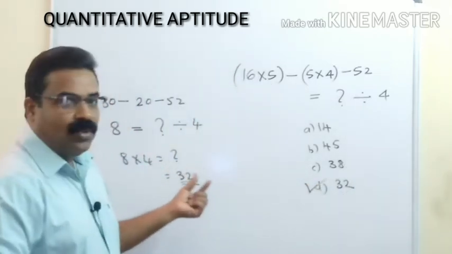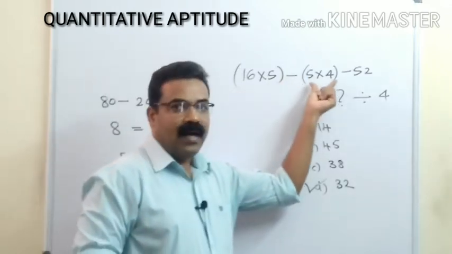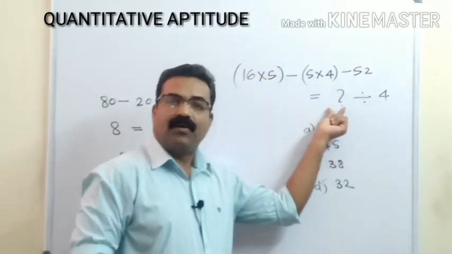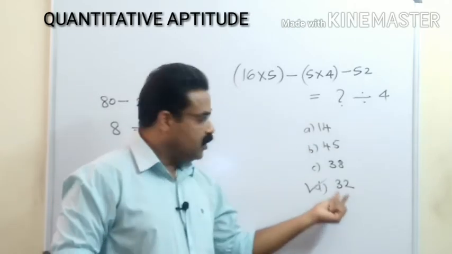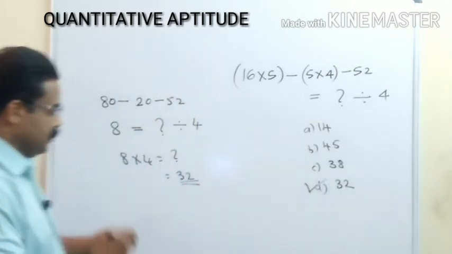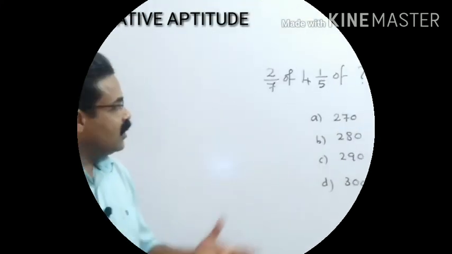So what we need to do is solve the numbers given and accordingly place the question mark number. So from the options you got, it is 32. Please note it. Okay friends, let us go to the next question.